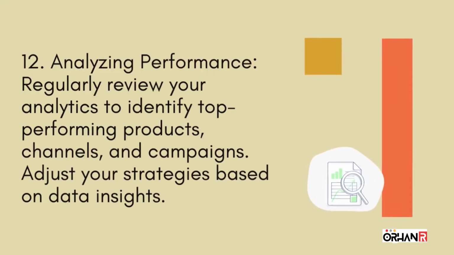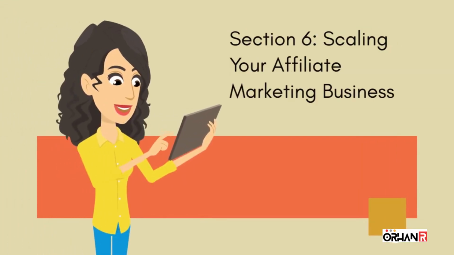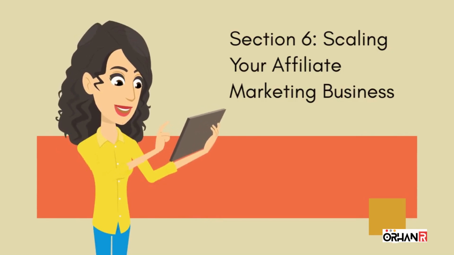12. Analyzing performance. Regularly review your analytics to identify top-performing products, channels, and campaigns. Adjust your strategies based on data insights. Section 6. Scaling your affiliate marketing business.